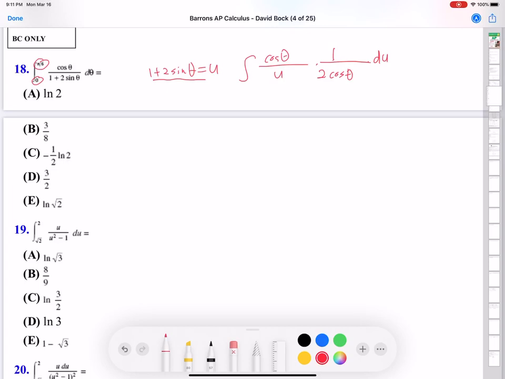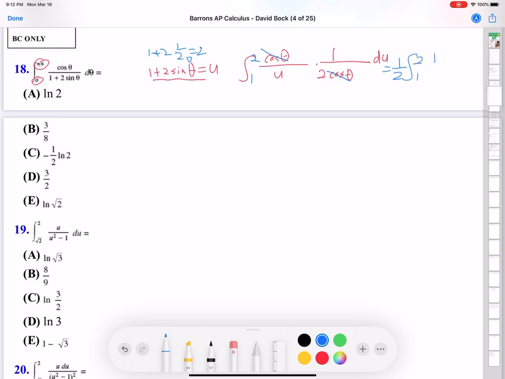If theta is 0, plug in 0 for theta, you get 1 plus 2 times sine 0, and sine 0 is 0, so 1. And what about pi over 6? If theta is pi over 6, 1 plus 2 times sine pi over 6, which is 1 half. That is 2. So 1, 2. And then cosine theta cancels out. So the 1 half coefficient comes out, integral from 1 to 2.